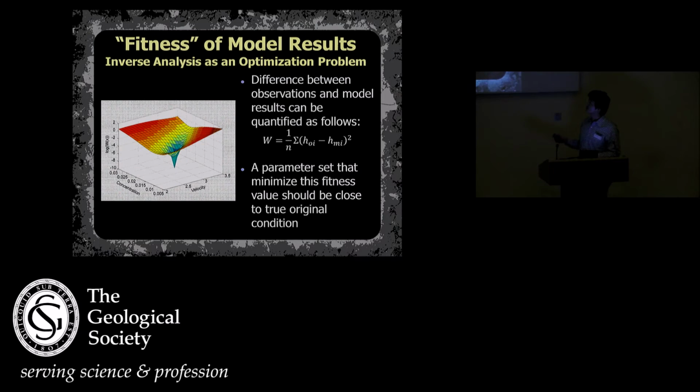So now I can define the fitness of model results like this. This is the observed thickness of the bed, and this is the calculated bed. The summation of the difference between the observation and the calculation gives the fitness, how well the model calculation fits. When I change the parameters and get the fitness, then we can define this kind of plane. And here, the fitness is minimized. This is probably the true initial condition, the paleo condition of the debris flow, for example, viscosity or something like that. So the parameter optimization is an inverse analysis, an optimization problem to minimize the fitness value.